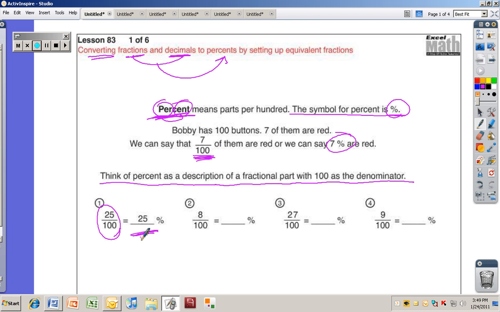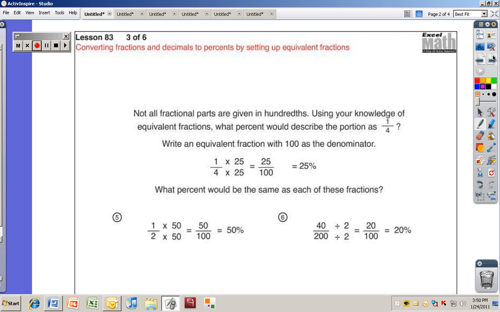8 out of 100, everybody write this on your paper when you're watching this. 8 out of 100 is 8%. 27 out of 100 is 27%. Everybody fill that in now. 9 out of 100 is 9%. Ooh, that's hard. I hope you can do that.